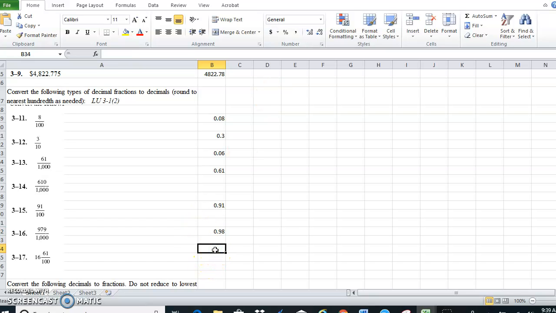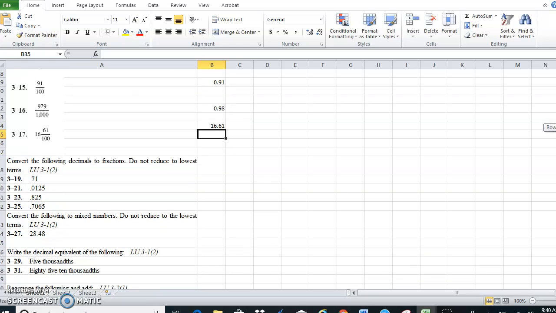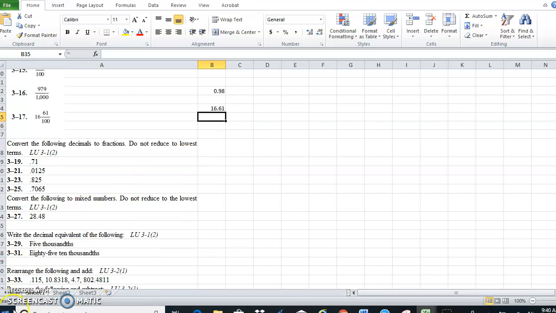So this one you can do in two ways. You can either do equal sign 16 plus 61 divided by 100 and arrive at the answer very easily, or if you want to take the time to convert that to an improper fraction and then divide, you'll get the same answer. So, let's see how we're doing on time. We're 7 minutes in, so we're making pretty good time here.